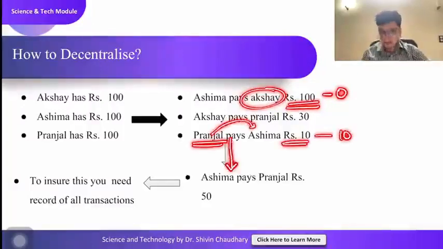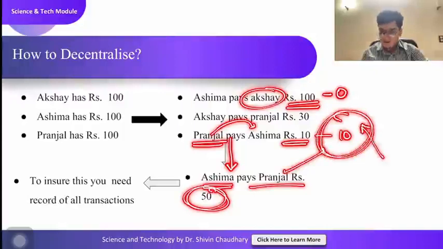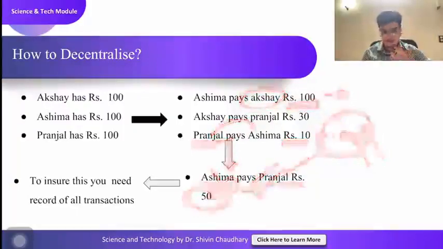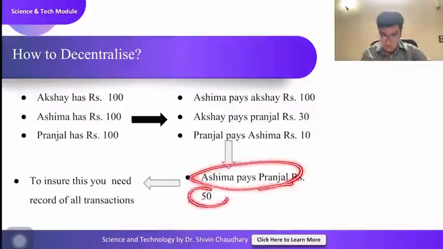But in the next set of transactions, Ashima says, I have paid Pranjal ₹50. But clearly her bank balance was not okay, right? So if her bank balance was not okay, she could not have made this transaction. So Ashima is a liar. Sorry, Ashima. Okay, so she is a liar. She cannot make this transaction. But how do you find that out?